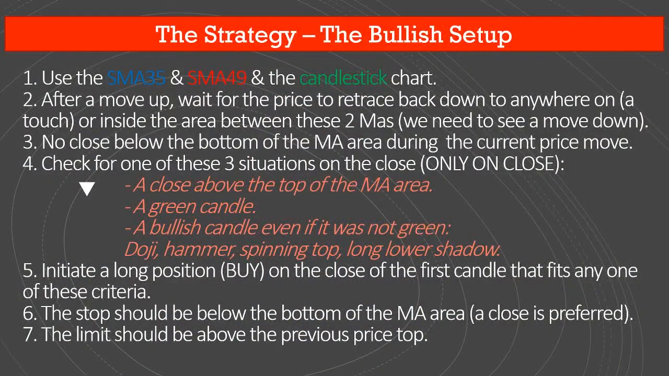I don't need all three to happen right in front of me in order to have a setup for this strategy. I need one. A close above the top of the MA area, this is one. A green candle, this is one. A bullish candle, even if it was not green, this is one. So I need to see only one of these three. And if I do, I get in the market and have myself a buy.